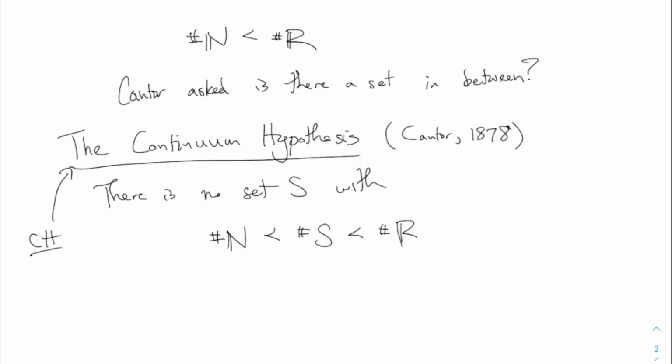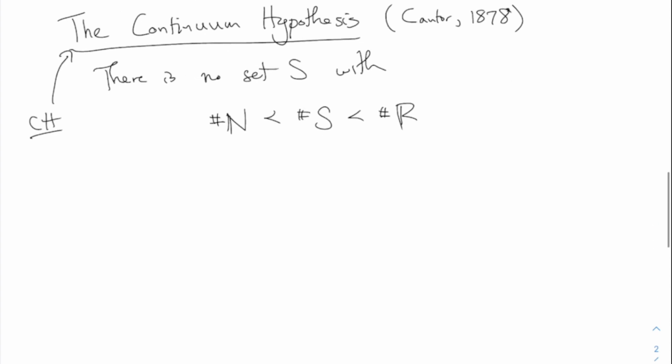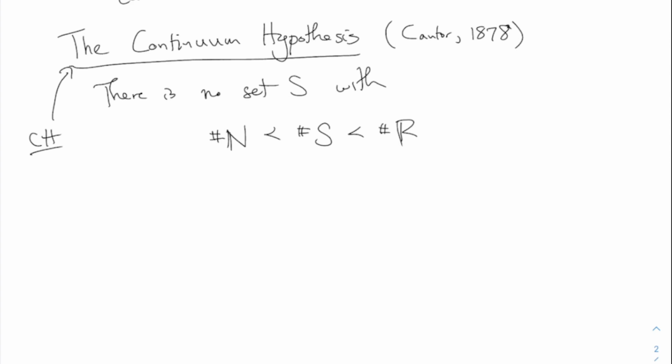Cantor proposed this question. He was unable to prove it, but Cantor believed that there was no set in between. That's called the continuum hypothesis. And this very quickly became a big deal. So it was 1878 that he first published this, but I would just say by 1900, this was a big deal. Lots of people were working on this.